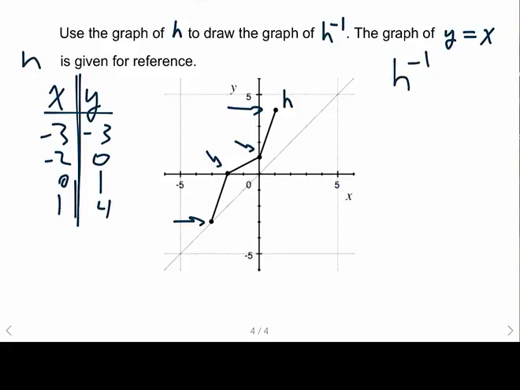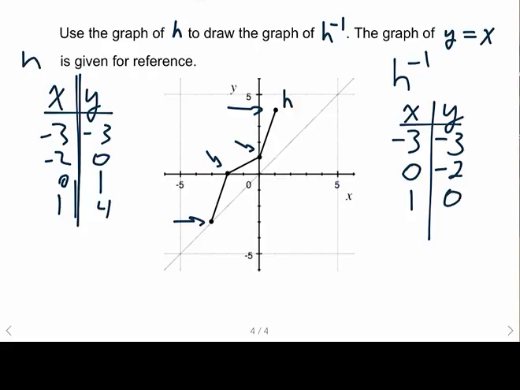H inverse is effectively going to reverse the x's and the y's. And so -3, -3 doesn't change. But -2, 0 becomes 0, -2. Likewise, 0, 1 becomes 1, 0. And 1, 4 becomes 4, 1. I'm going to plot these four. And now connecting these dots gives me the graph of h inverse, which, as you can see, is a reflection about the line y equals x.